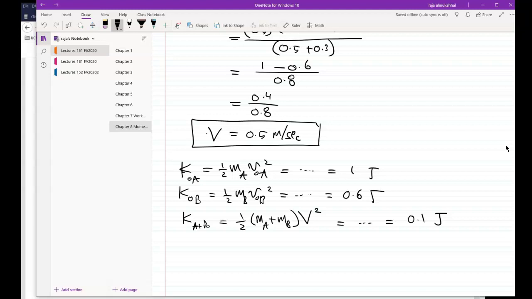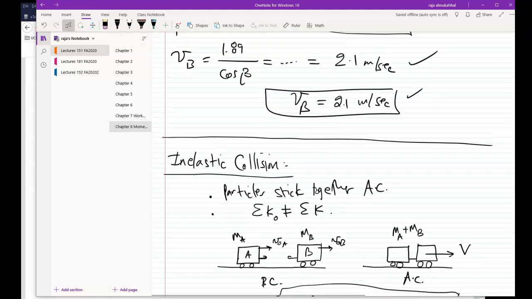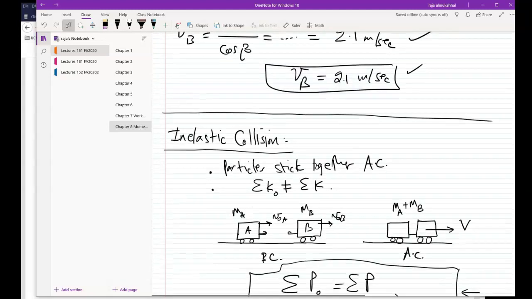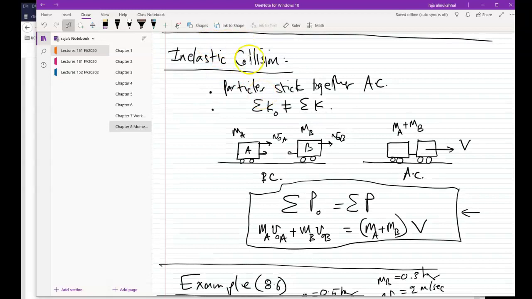Okay? Now, let me show you something very interesting. Watch this. Remember I told you on the top right here, let me show it to you. There, oops, trying to find it, inelastic collision, there it is right here. So what is the characteristics of inelastic collision? Particles stick together after collision, okay, we already know that. And then, as you can see here, the sum of the initial kinetic energy does not equal the sum of the kinetic energy after collision. Look at that.